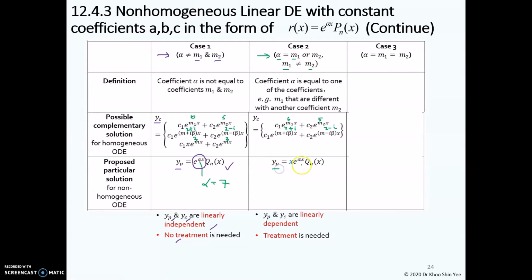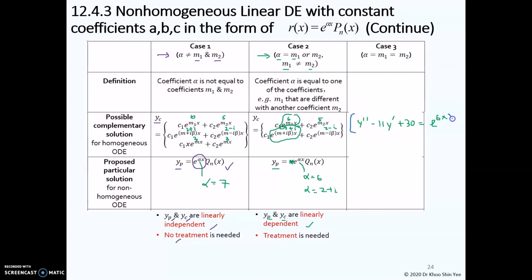For example, if in the particular solution you have alpha equal to 6, then this will be equal to one of the roots here. Or when alpha is equal to 2 plus i, then it will be equal to one of the roots for the complementary solution. Without the treatment, your particular solution and the complementary solution will be linearly dependent.